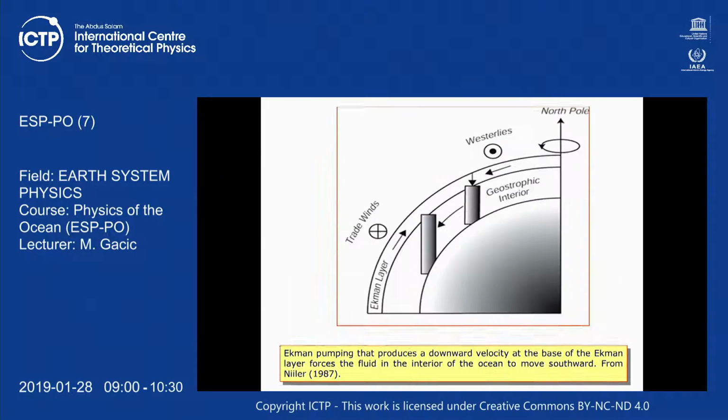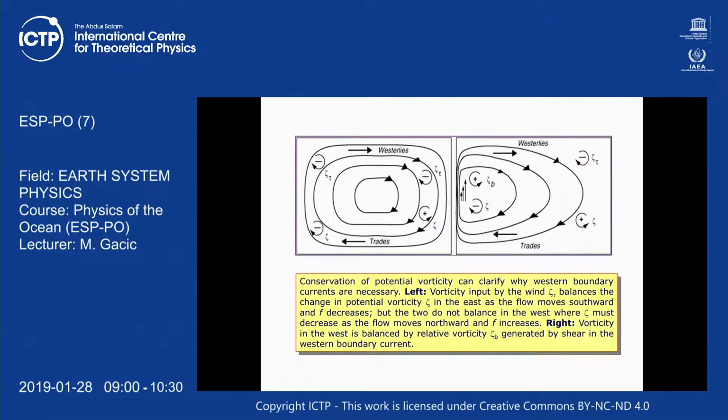Okay. Here is what I have just talked to you about. You can see again the Ekman layer, the geostrophic interior. You have the convergence and divergence. This is the convergence. You have trade winds and westerlies. You have convergence, and you have a stretching of the water column. And in the geostrophic interior, there is this geostrophic flow, which is anticyclonic, associated to this vertical velocity from the Ekman layer to the geostrophic interior.